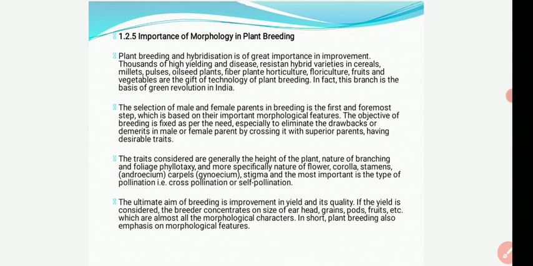So the ultimate aim of breeding is improvement in yield and its quality. If the yield is considered, the breeder concentrates on the size of ear head, grain, pods, fruits, etc., which are almost all morphological characters. And in short, plant breeding also gives emphasis on morphological features of the plant.